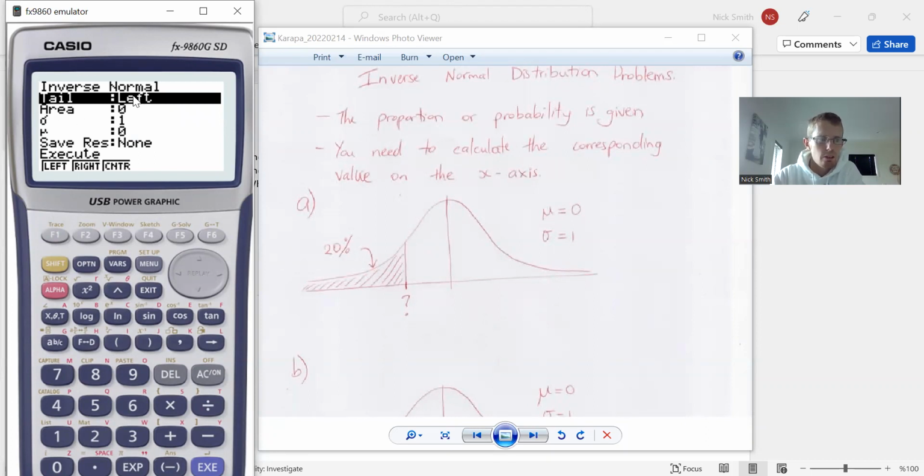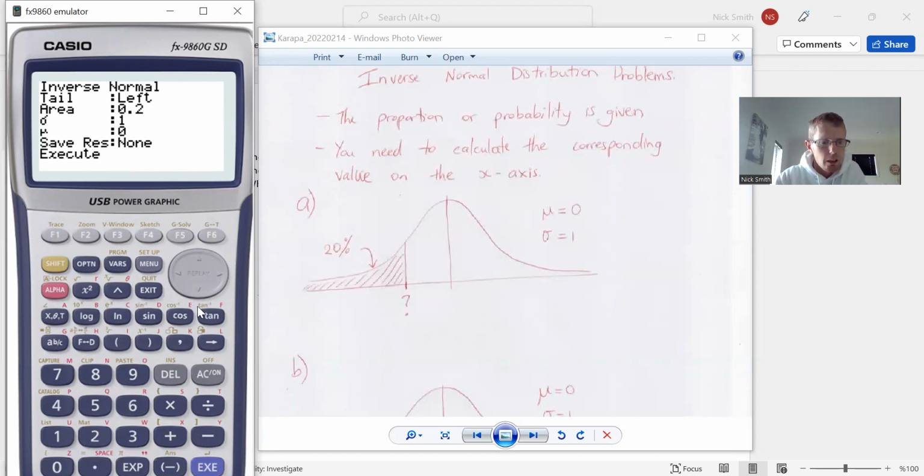And what you should see is an option to switch your tail, an option for the area, an option for sigma, our standard deviation, and an option for the mean as well. So for this question, let's go through and put all the numbers in. We're going to have a mean of 0 and a standard deviation of 1. Well, they're already set up for us, which is great. Now, the area is the shaded in part that we're looking at here on the left-hand side. And so we're going to put in an area, and that needs to be as a decimal. We're going to put in 0.2 for that. All right, so not 20%, but 0.2.